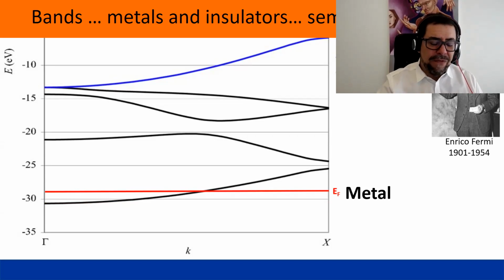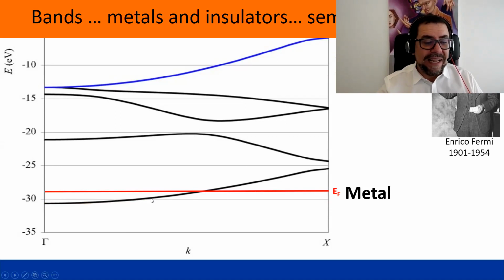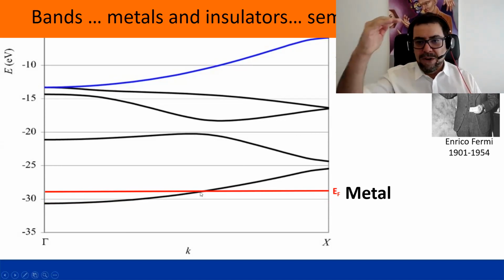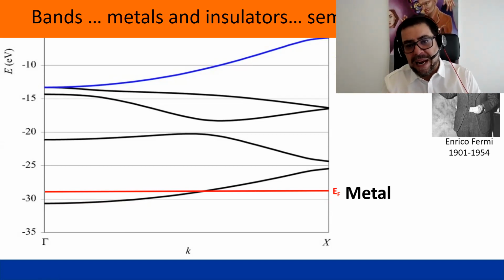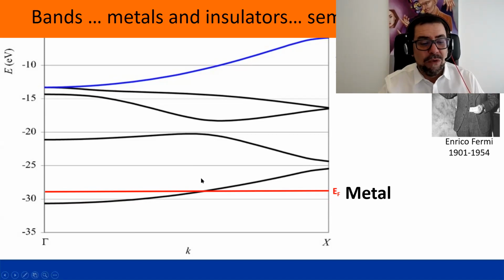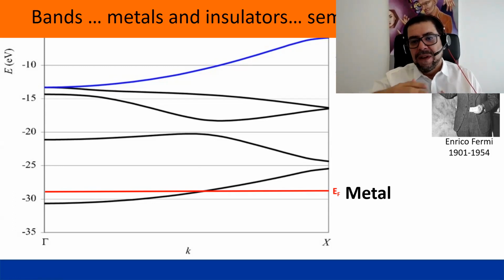And if the Fermi energy crosses the band somewhere, anywhere in the middle of the band, what you have is a metal, because in this case, it's very easy to promote electrons from states which are occupied below the Fermi energy to states which are unoccupied, above the Fermi energy. So if you apply an electric field, electrons can easily move from low energy states to high energy states and move around the crystal under the electric field. So this is what a metal does.